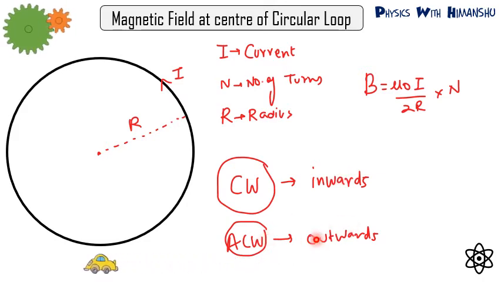Also remember, if the current is clockwise, the magnetic field will be inwards, and if the current is anti-clockwise, the magnetic field will be outwards, again given by the right hand rule. So clockwise current, inwards magnetic field; anti-clockwise current, outwards magnetic field. So at this point, the center, if the current is clockwise, the magnetic field will be a cross, inwards, and if it's anti-clockwise, the magnetic field will be outwards, so there will be a dot here.